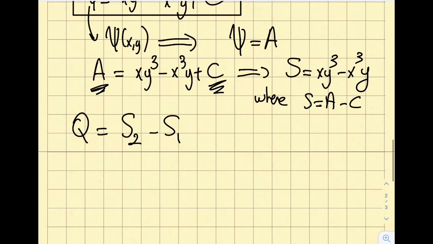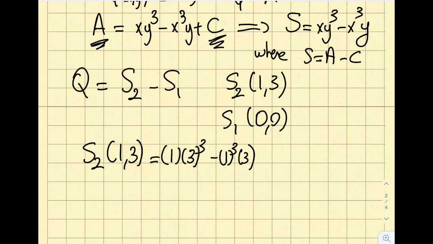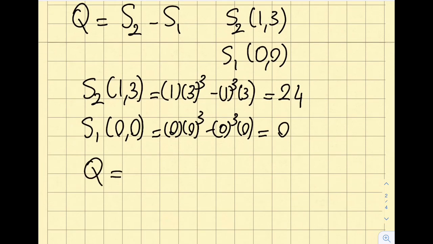Now let's find out what s2 and s1 are. The 2 points given to me are (1, 3) and (0, 0). Please take note that s2 is the upper streamline. Then I will simply insert the values into the equation. So s2, obtained from (1, 3), will be 1 times 3 cubed minus 1 cubed times 3, so that will be 27 minus 3, which is 24. And s1, at (0, 0), is a little bit easier, as everything is 0, and I get 0 as well. So s2 minus s1 turned out to be 24.